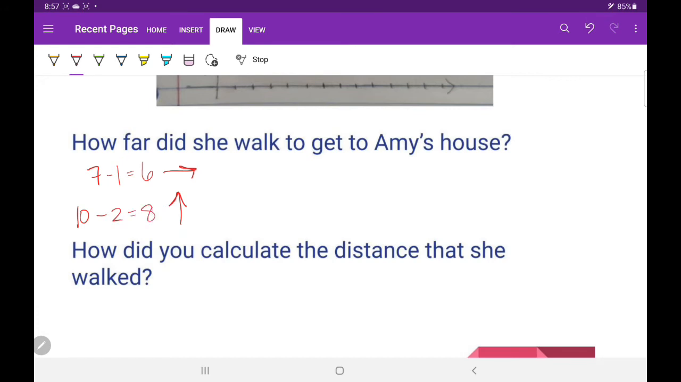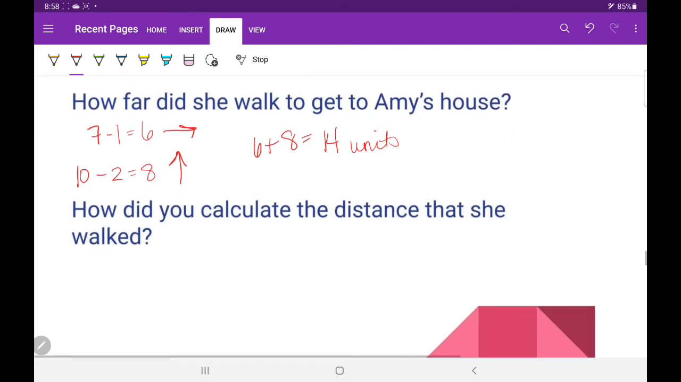8. The total distance is how far she walked sideways and then how far she walked up and down. So maybe she went east and then she went north. So she walked 14 units. We weren't given any centimeters or meters or kilometers or miles, so we're just going to say units. So she walked 14 units to get to Amy's house.